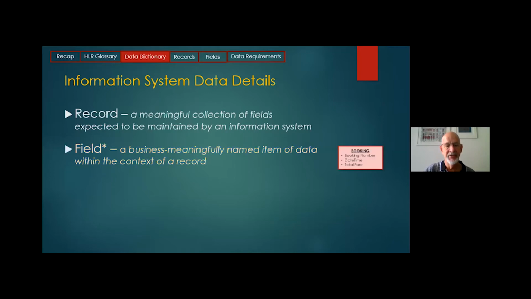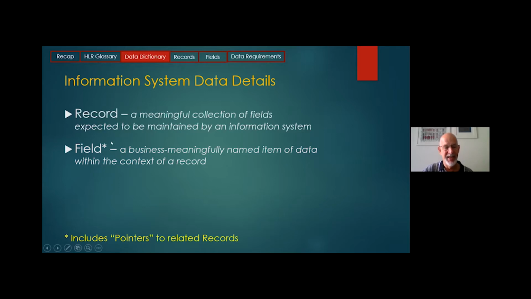I've got a little asterisk here. Oops, no, I've got an example of a booking now. Here are 3 fields within that booking: booking number, the date and time of that, and the total fare of the booking. So this is what we mean by fields within records that are going to be supported by the information system, and we're going to document them in the data dictionary.